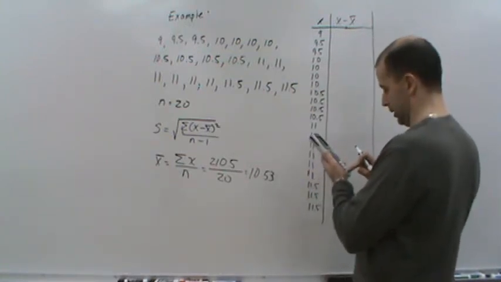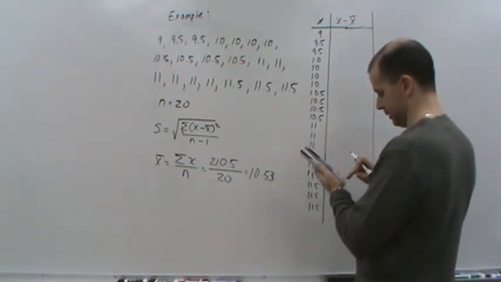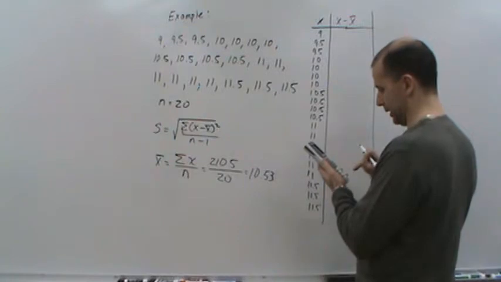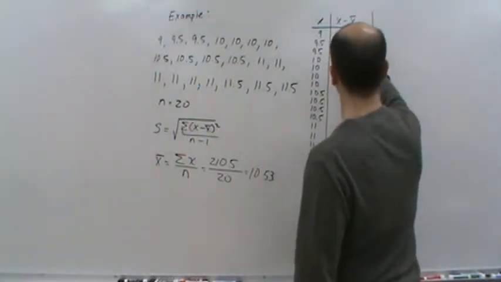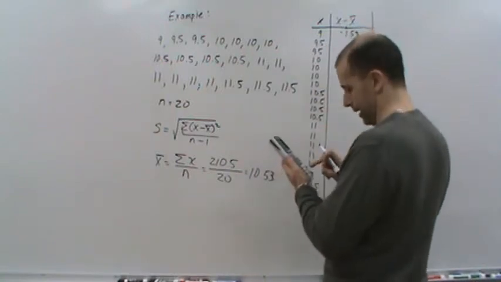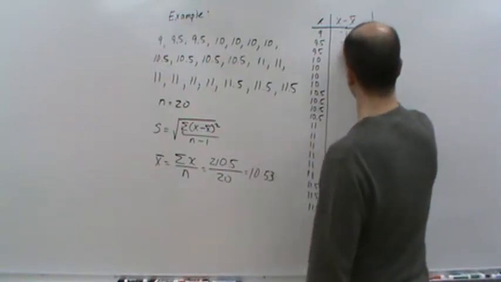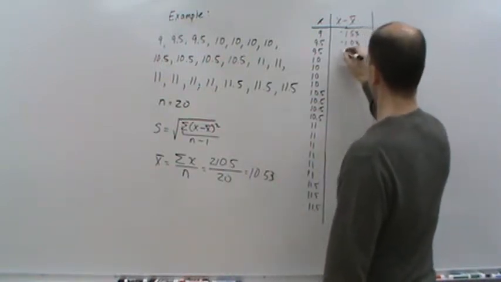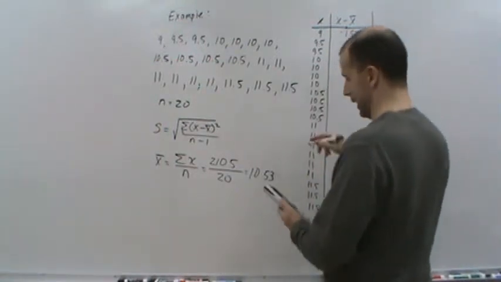So we got 9. So 9 minus 10.53 equals, so negative 1.53. So negative 1.53, and then 9.5. So 9.5 minus 10.53 is negative 1.03, and then the next one's going to be negative 1.03, and now I got 10.